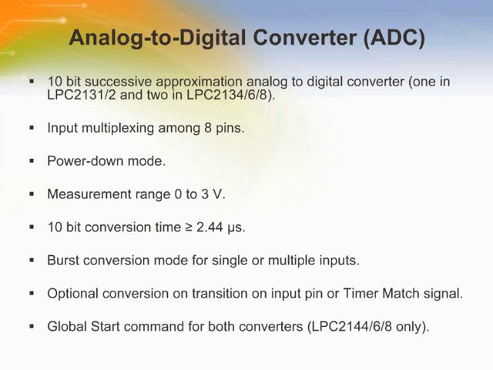Basic clocking for the analog to digital converters is provided by the VPB clock. A programmable divider is included in each converter to scale this clock to the 4.5 MHz max clock needed by the successive approximation process. A fully accurate conversion requires 11 of these clocks.